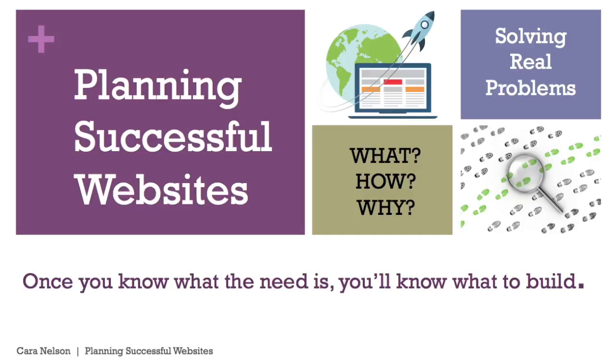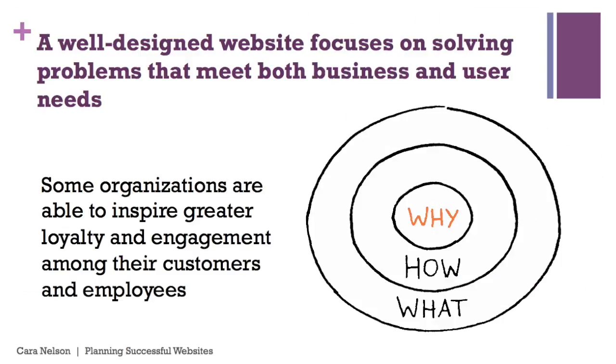There's a what, a how, and a why. A website does solve a real problem for the business, or whoever the service and the company represents, and for the people, the users, the visitors they're trying to reach. We're trying to solve their problems as well. So a well-designed website focuses on solving problems, and to do that, we need to understand 3 key things: the why, the how, and the what.